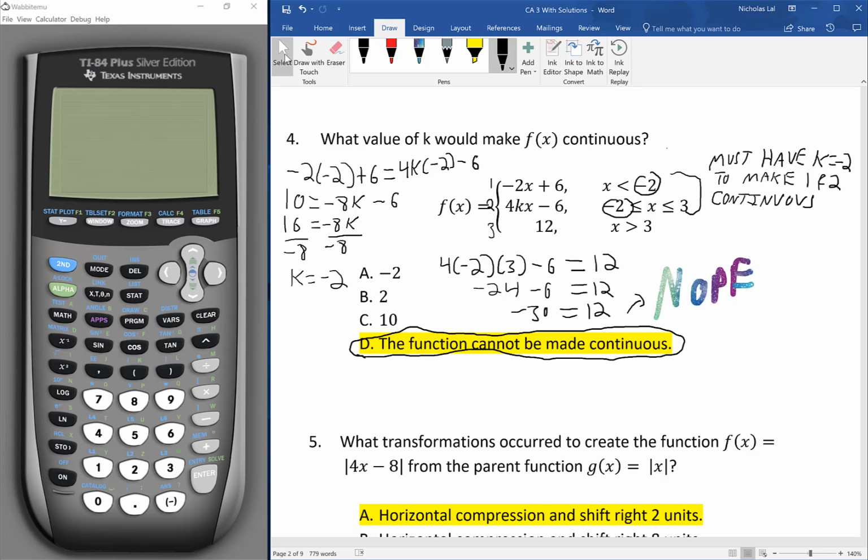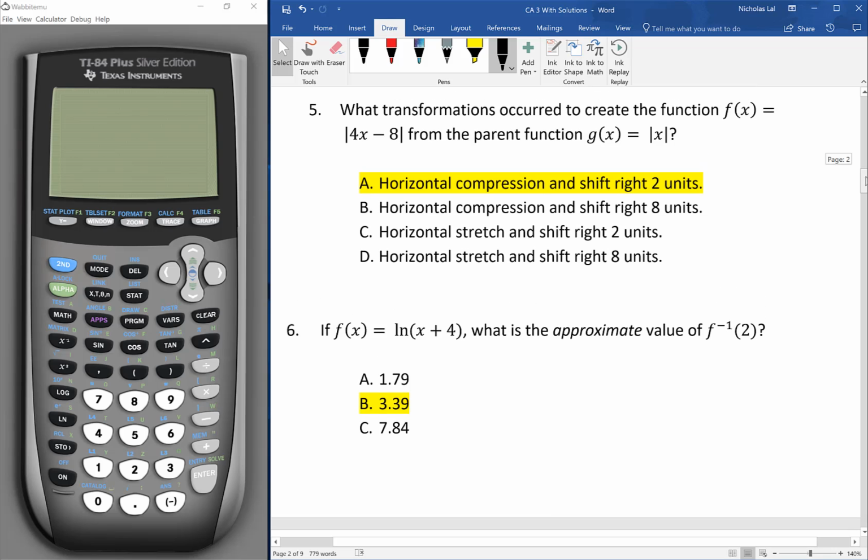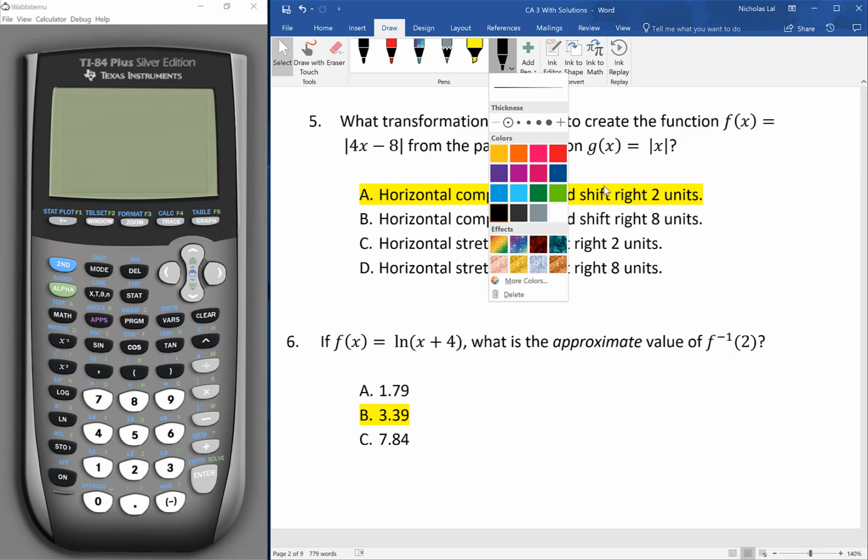All right, moving on. Problem 5. What transformations occurred to create the function f of x equals the absolute value of 4x minus 8, from the parent function, the absolute value of x?